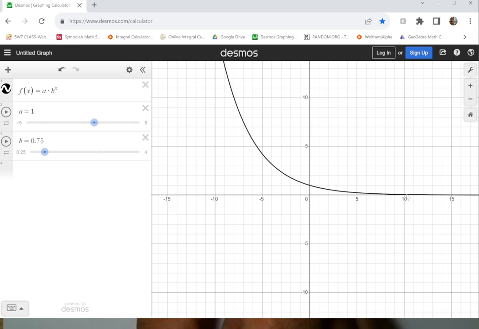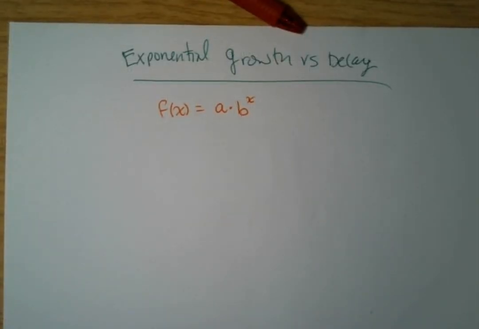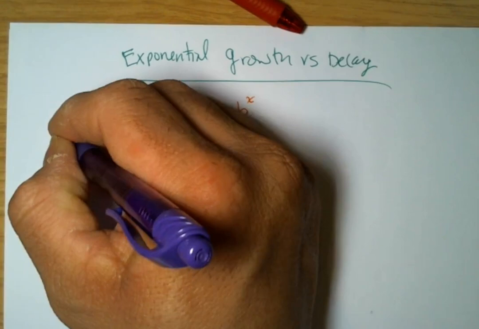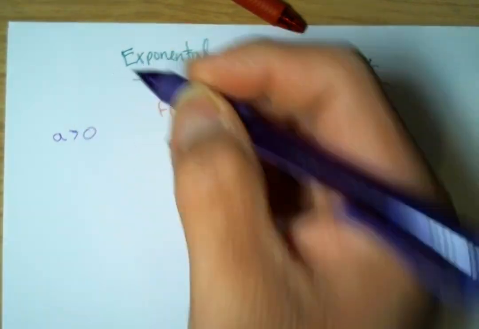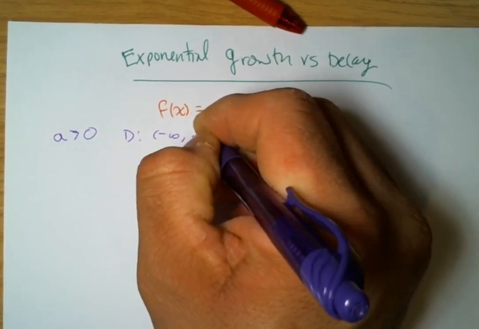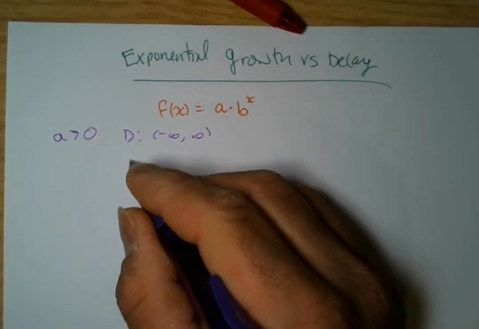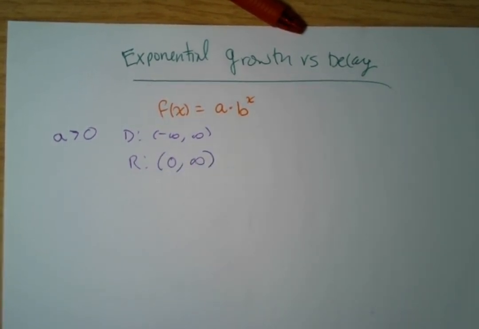All right, so let's summarize what we have here. Usually for our applications, the value of a is going to be positive, so we'll just deal with that. a will usually represent some kind of population or amount of some substance. So here, a is bigger than 0, some kind of positive value. The domain is always all real numbers, regardless of whether a is positive or negative, but the range is what's different. The range is going to be from 0 to infinity.